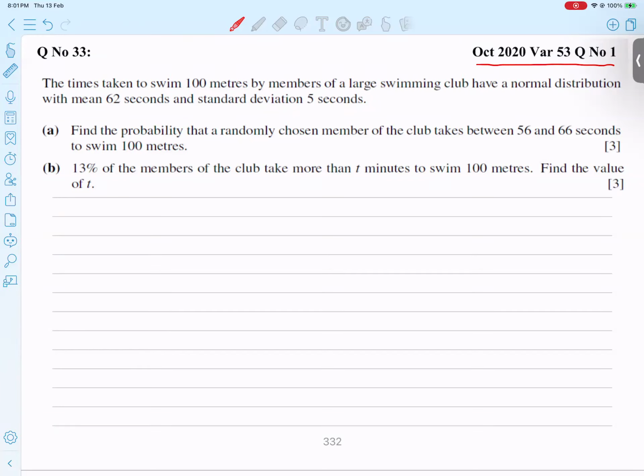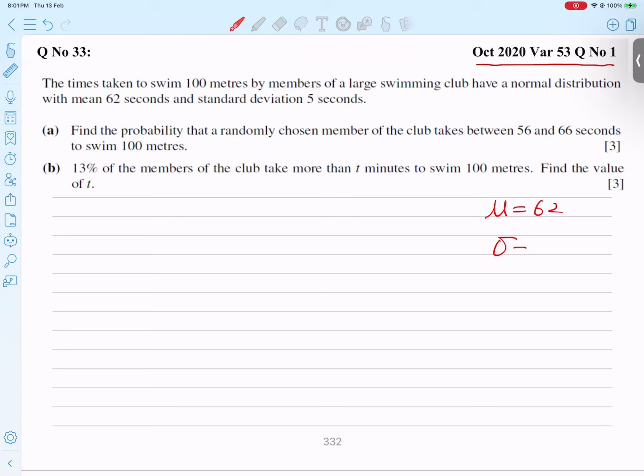Have a look here. The time taken to swim 100 meters by the members of a large swimming club is a normal distribution. Mean is 62, deviation is 5. Let me write it here. Okay, so mean is given as 62 and deviation 5.